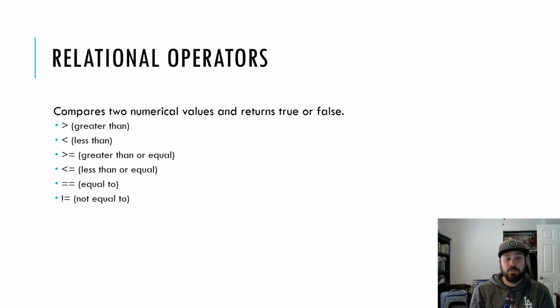To compare two numerical values to test if they're equal to each other, we use equals equals. This is contrasted with the assignment operator, which we saw in our variable review already. So the equals equals is different than a single equal sign. The equals equals is always going to return true or false. And then there's not equal to, again returning true or false. If the values are not equal to each other, it returns true. If the values are equal to each other, it returns false. So it's just the opposite of the equal to relational operator.